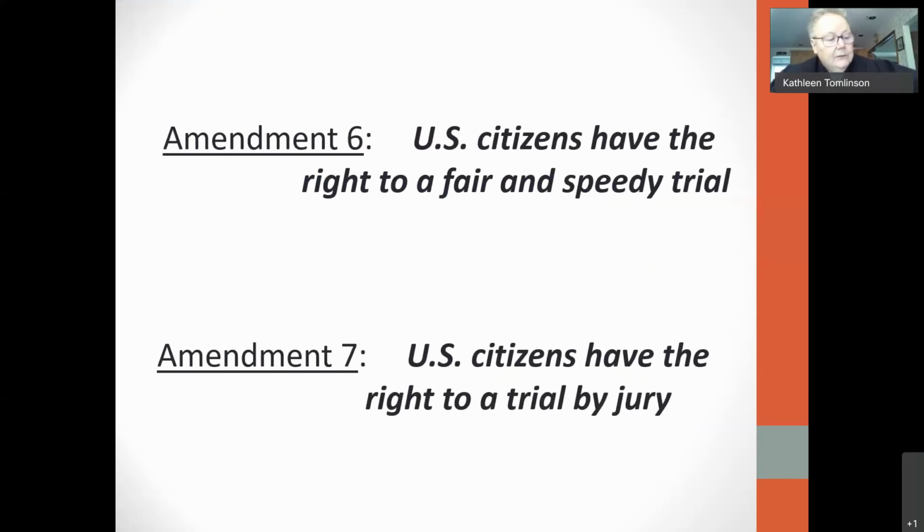The 6th Amendment governs juries in criminal cases and ensures that someone accused of a crime receives a fair and speedy trial. And the 7th Amendment, which then and now today permits jury trials in civil cases.